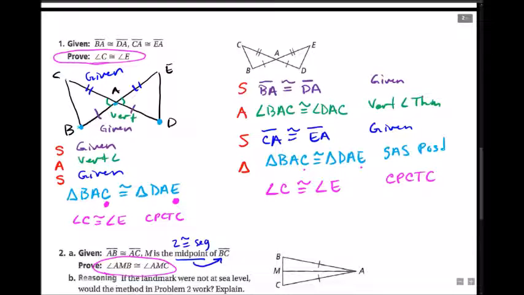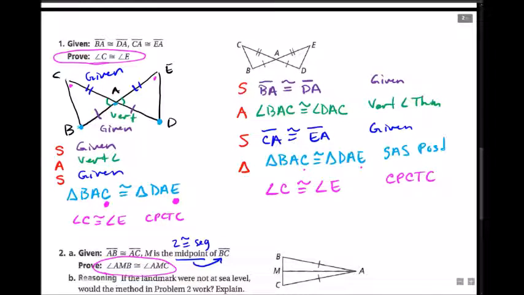Now, what am I trying to prove? I'm trying to prove that angle C here and angle E are congruent. We have no way of marking them congruent, but now that we have used side angle side to make our triangles congruent, we know that all parts, corresponding parts of those triangles are congruent.